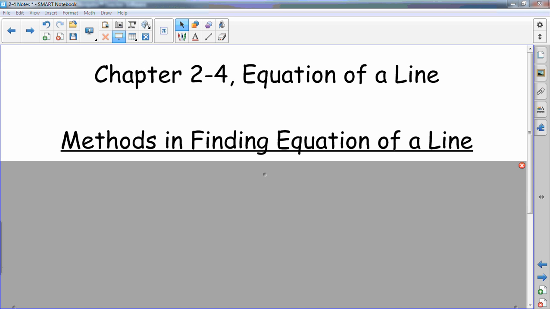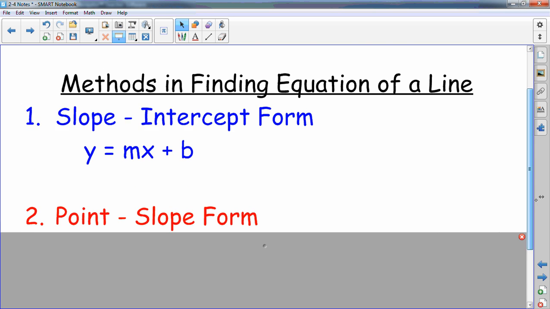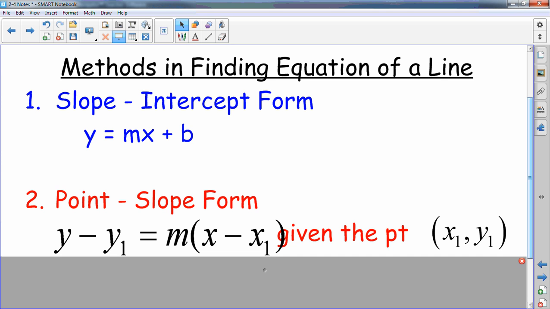Now, there are two different ways, given information, that we can find the equation of a line. Method number 1, we can just use the slope-intercept form equation, y equals mx plus b. The other method we can use is point slope form. And it looks like this.